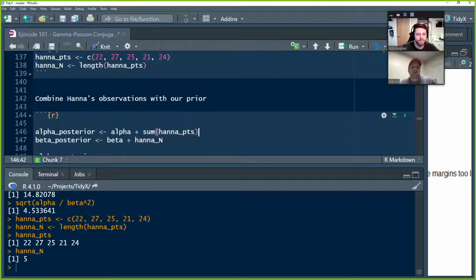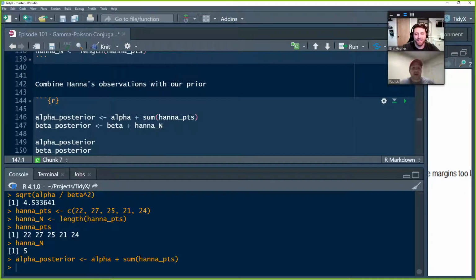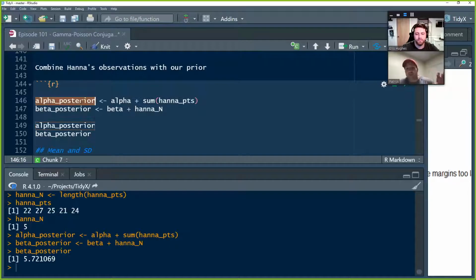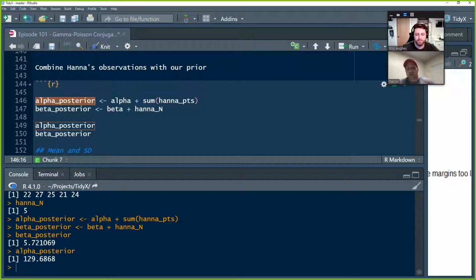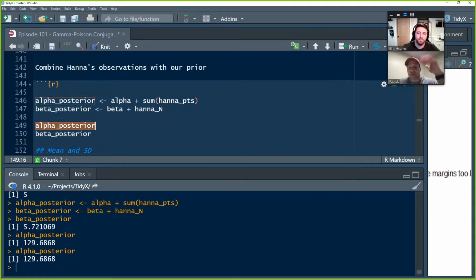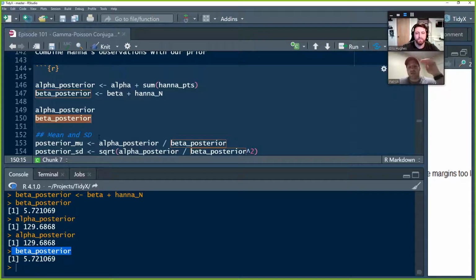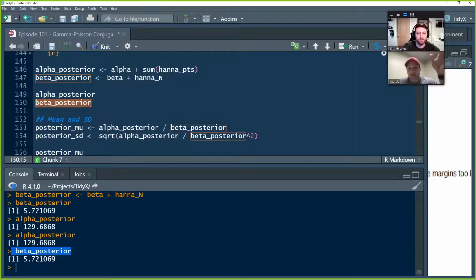Simple addition. We take our alpha prior and add it to the sum of Hannah's points over that time. And we take our beta prior and add it to the number of observations that we've seen. So remember, the alpha parameter, the shape parameter, is the number of successes, the number of points scored. The beta parameter, the rate parameter, is the number of outcomes, or the number of attempts, right? So observations.